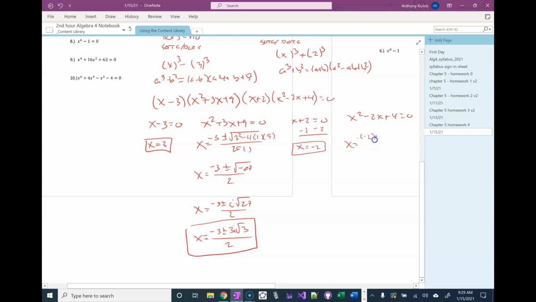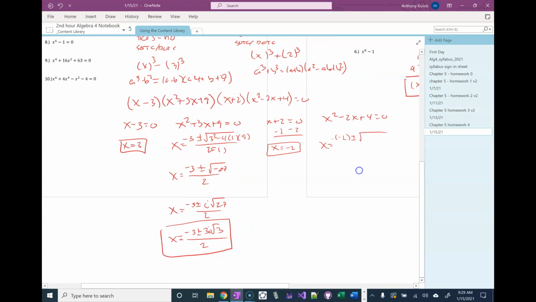So we have negative of negative 2 plus or minus the square root of negative 2 squared minus 4 times 1 times 4, all over 2 times 1. Negative of negative is positive. Negative 2 squared is 4. Minus 4 times 1 times 4 is minus 16. 4 minus 16 is negative 12. We make an i because of the negative underneath the square root.